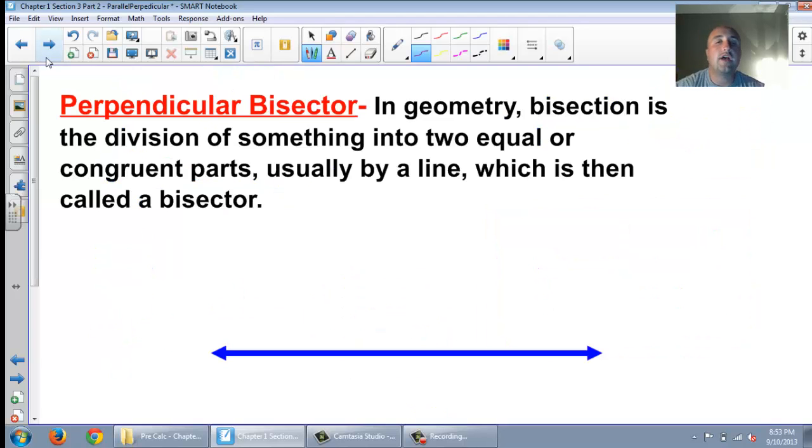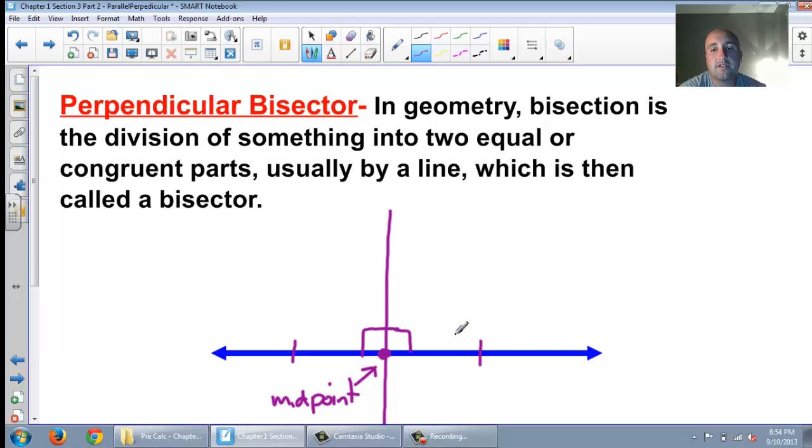Example, moving on, we have a definition. We need this definition in order to answer the next question. It says perpendicular bisector. In geometry, bisection is the division of something into 2 equal parts. So if I cut this, bisection means that those two are the same. The perpendicular part means that it also forms right angles. So we do know that this point right here is really called the midpoint.